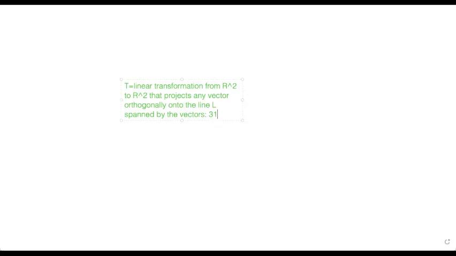So we have T equals the linear transformation from R2 to R2 that projects any vector orthogonally onto the line spanned by the vector 3, 1. Right? And before, back in example 3, we found that the matrix B of T, if you have a basis of 3, 1 and negative 1, 3, is 1, 0, 0, 0.